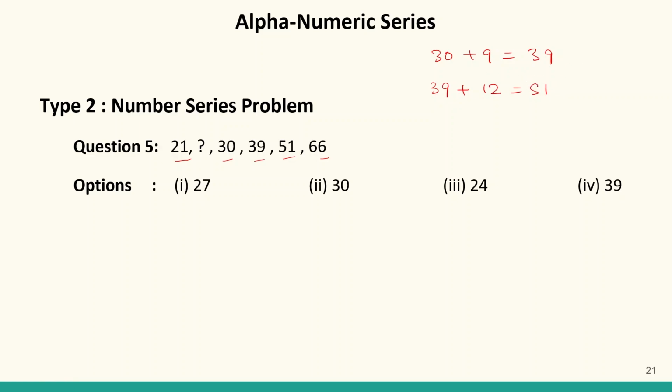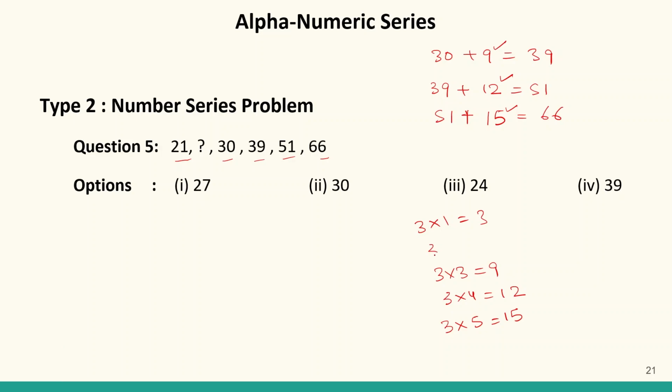Just calculate, right? 51 minus 39 will give us 12. If from 51 we are going to 66, that means we are adding 15. Then only we'll get 66. So I can figure out that this is a multiple of 3, this is a multiple of 3, this is a multiple of 3. We talked about tables, right? So 3 3s will give us 9, 3 4 times will give us 12. Similarly, 3 5 times will give us 15. So we need 2 more such terms.